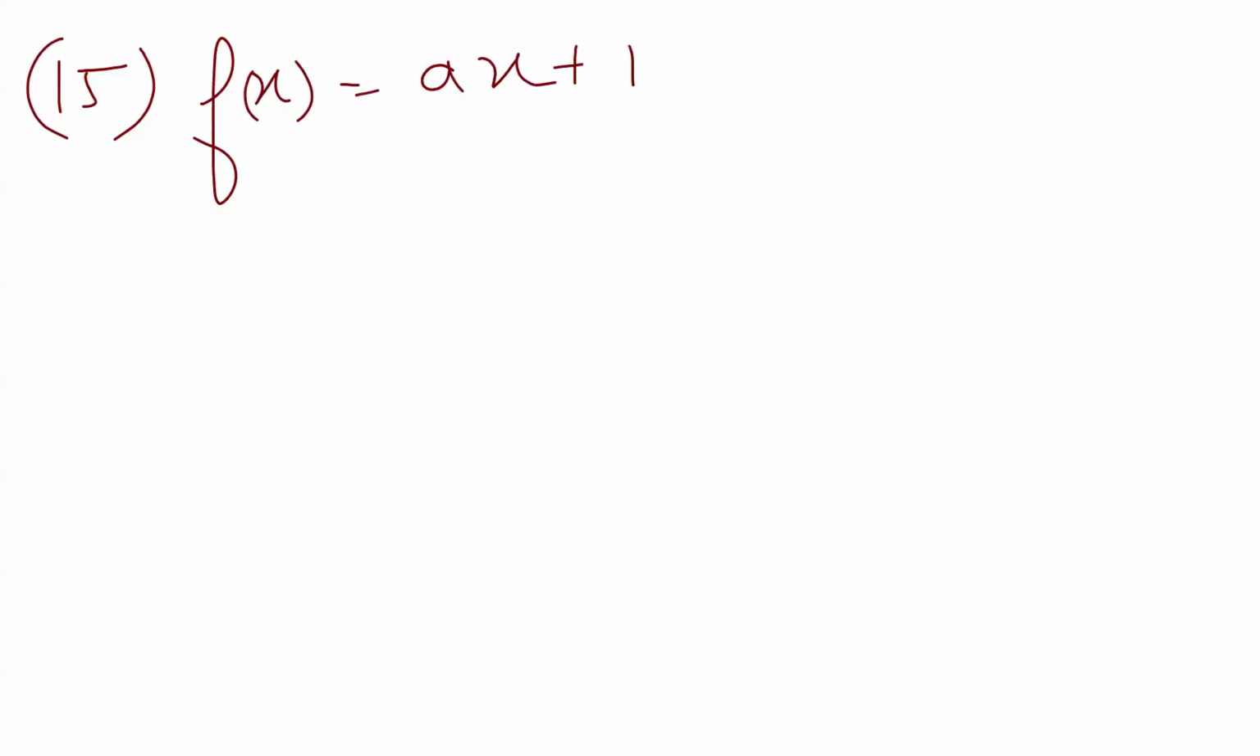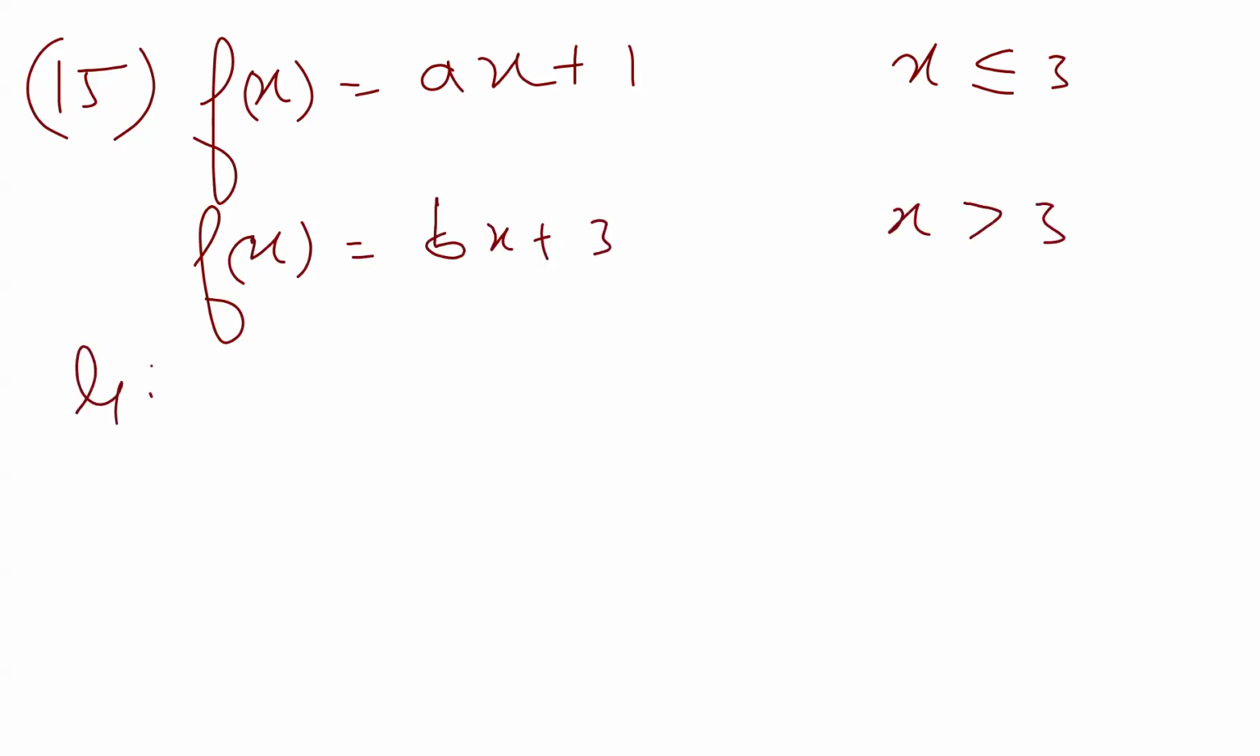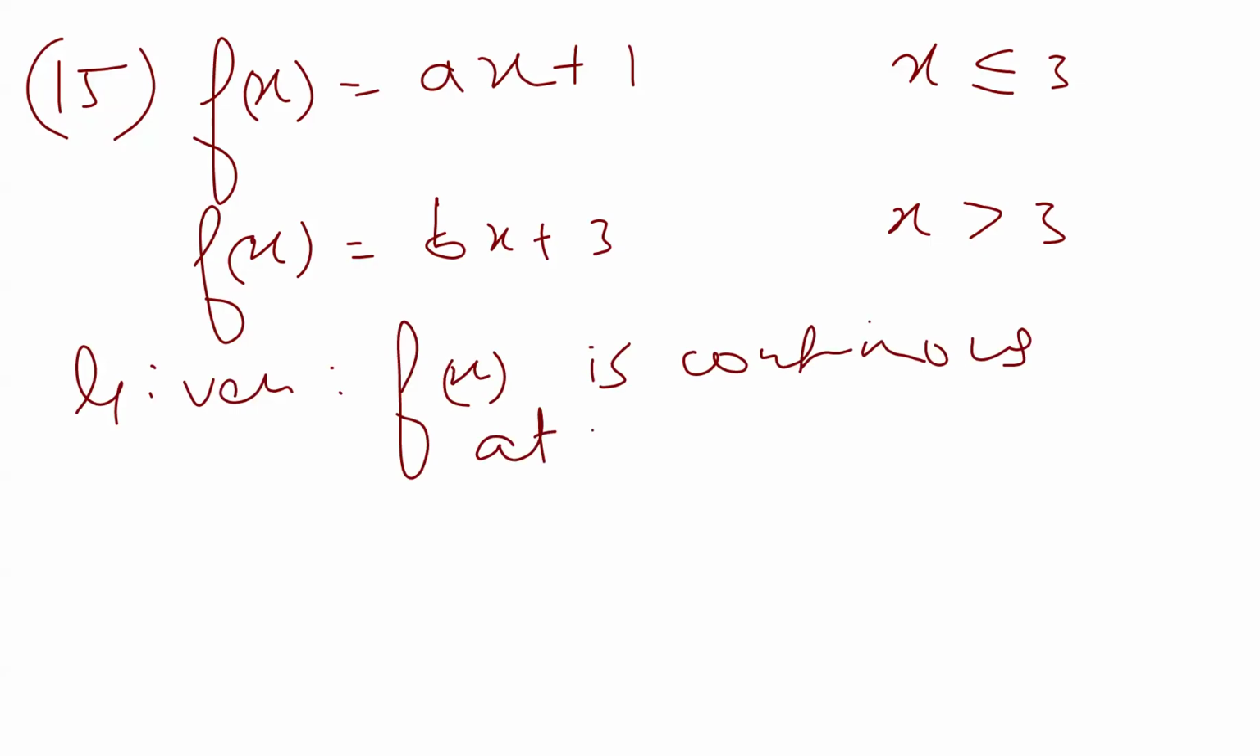Let's go to the next problem, that is question number 15. Now they have given: find out the relation between a and b such that f of x is equal to ax plus 1. This is true when x is less than or equal to 3, and f of x is equal to bx plus 3 when x is greater than 3. Now they have given f of x is continuous at x equal to 3. They have given this. We don't have to prove.